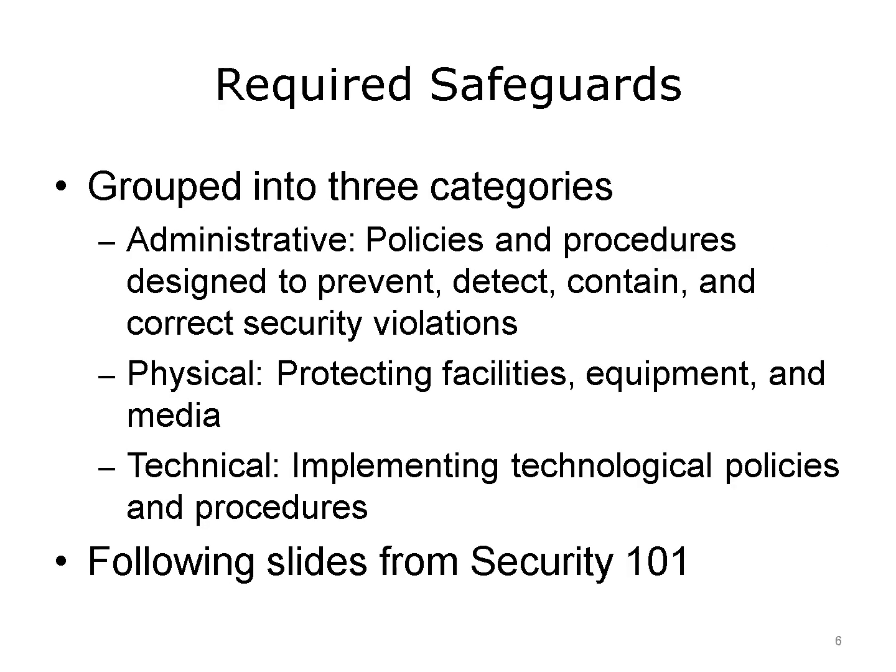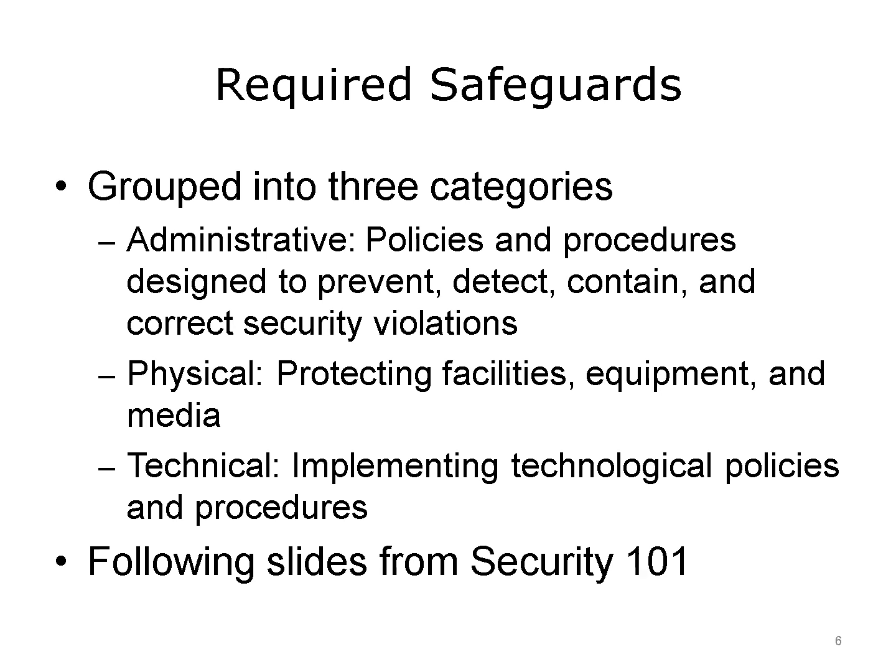What are the required safeguards? They are grouped into three categories: administrative, physical, and technical. Administrative safeguards are policies and procedures that are designed to prevent, detect, and contain security violations. Physical safeguards include protecting facilities, equipment, and media where medical information is stored. Technical safeguards are various technical policies and procedures governing use of and access to PHI.